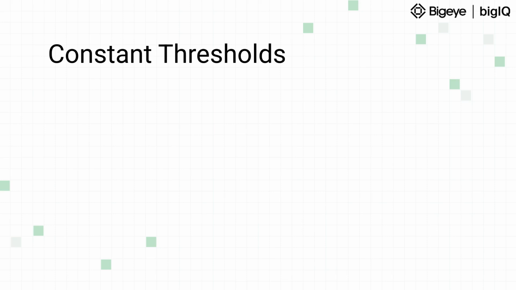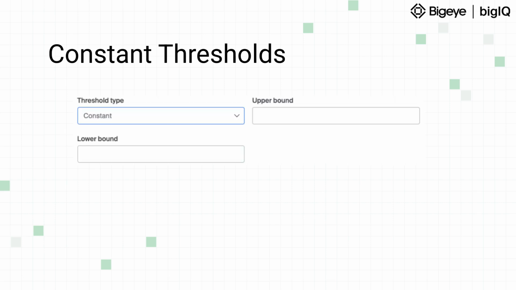Constant thresholds. If you've got a business rule, like "this column should never have nulls," this is your go-to. You will set a fixed upper and lower bound, and if your data stays between them, the metric is healthy. If it is outside that range, you will get an alert. There is no need to train the threshold. Note that you can also set an upper or lower bound only.